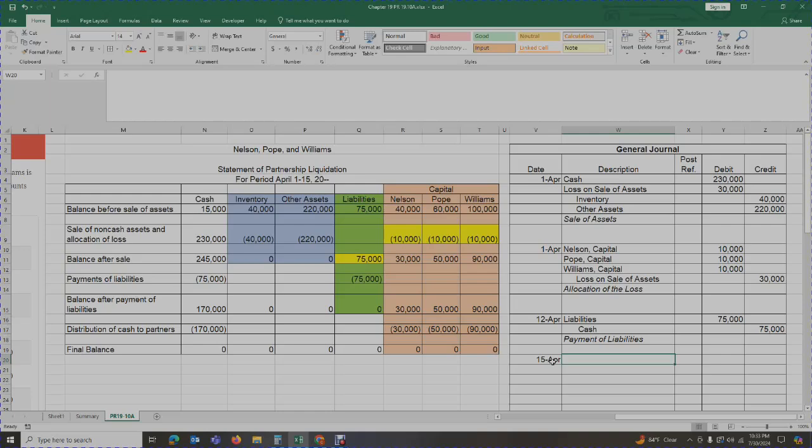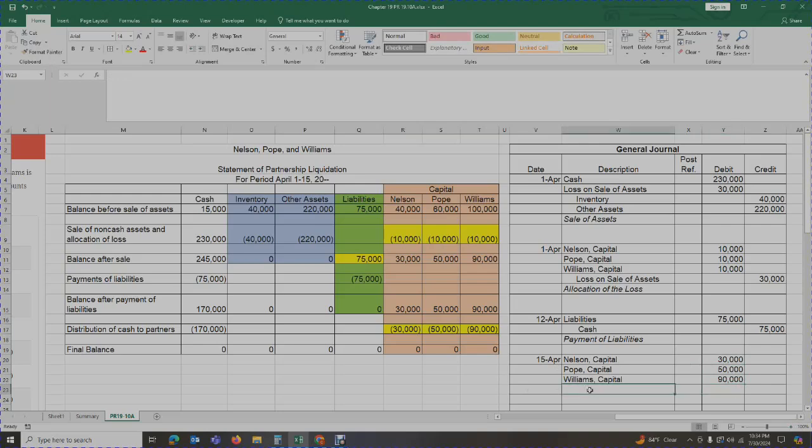So we're going to debit Nelson Capital, Pope Capital, and Williams Capital. Remember, when we want to increase our capital, we credit. When we want to decrease our capital accounts, we debit. So we're going to be decreasing all of our capital accounts to 0, debiting each by the amount of the cash distribution. We've got a $30,000 capital balance for Nelson, $50,000 for Pope, and $90,000 for Williams.